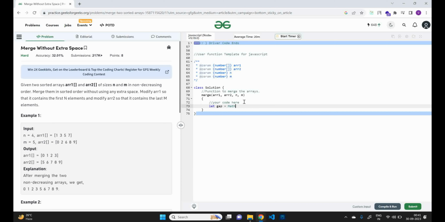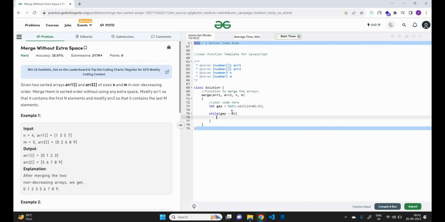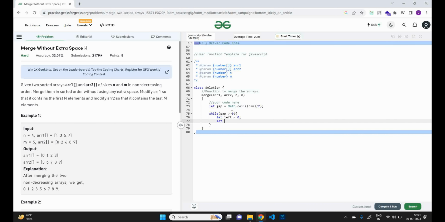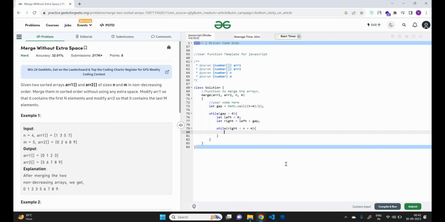And the gap is the length divided by 2, right? And we have to do this iteration. If gap is greater than 0, we will do our for loop or while loop and initialize our left pointer as 0 always, and the right will always be left plus gap, right? And then we will start iterating through our array until right is less than n plus n.